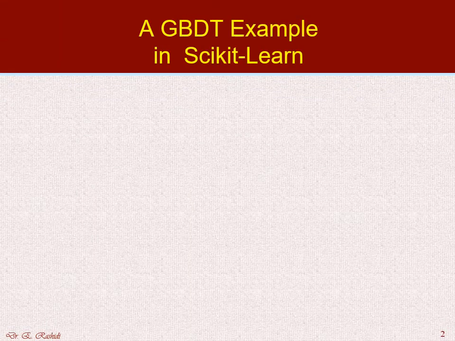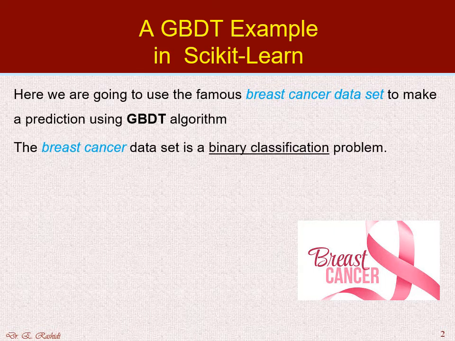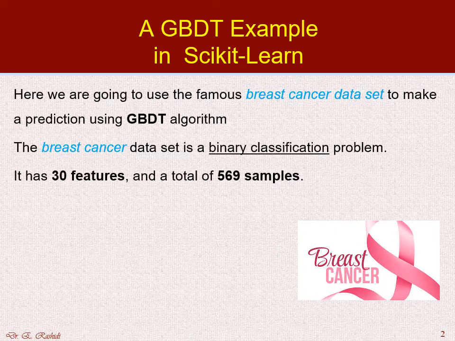Here we want to apply the gradient boosted decision trees on a problem, a data set from Scikit-Learn. Basically, we're going to use the breast cancer data set to do this project. Just as a reminder, breast cancer data set is a binary classification that has 30 features and 569 samples.